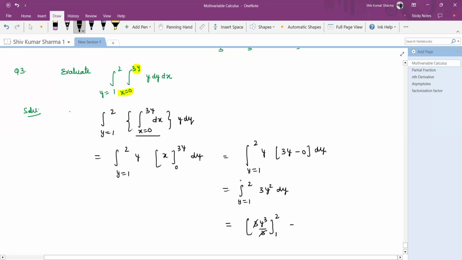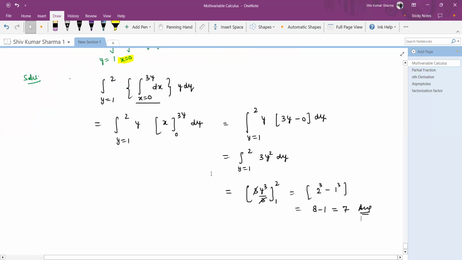So 3 and 3 cancel. When we apply the limits, upper limit 2 raised to the power 3 minus lower limit 1 raised to the power 3. 2 raised to the power 3 is 8, 1 raised to the power 3 is 1, so 8 minus 1 is 7. So our answer is 7. Okay, so this is for the variable limit.